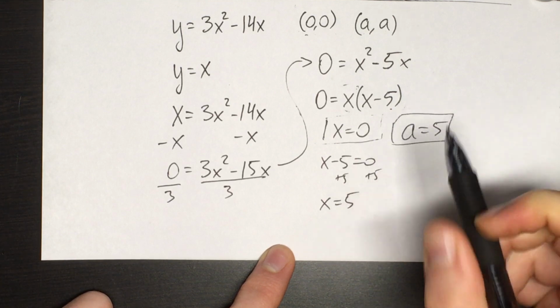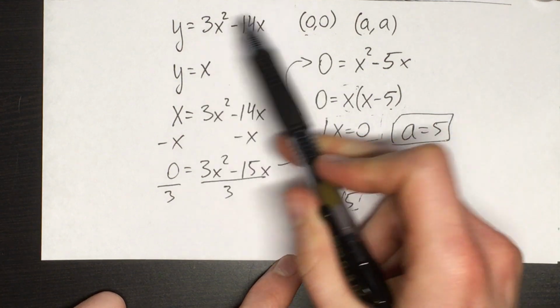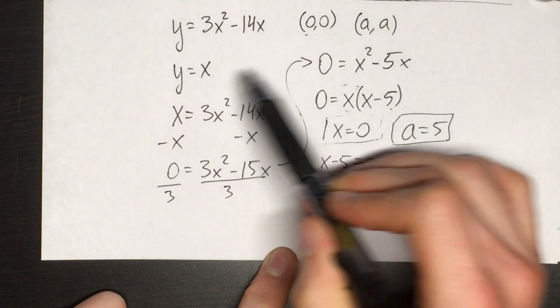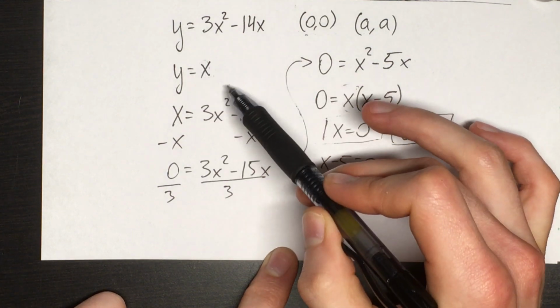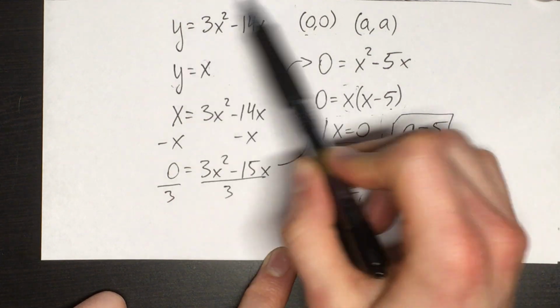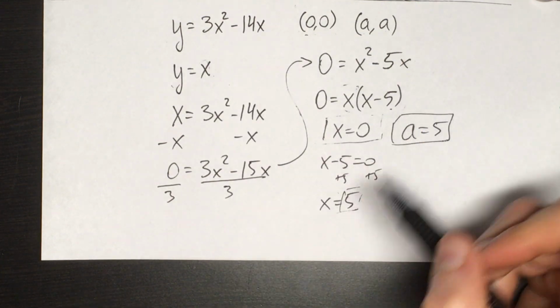If you wanted to check this, you can go ahead and plug in 5 into either of your equations. Actually, you can plug it directly into this one, right? If you plug in 5 for x over here, then you get y equals 5, so you get (5, 5). If you plug it in over here, use your calculator, you'll also find that y equals 5. So that's just a quick way you can check your work.